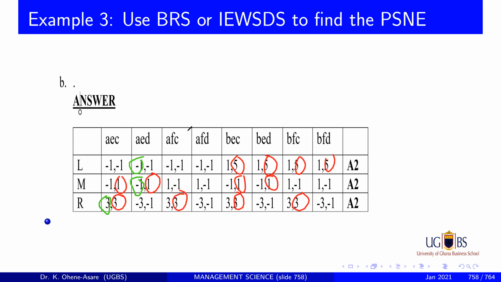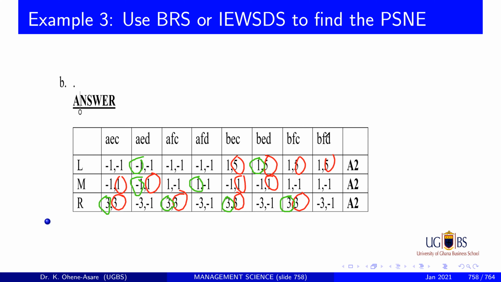If player two goes for AFC, player one will go for 3. If player two goes for AFD, player one will go for the +1. If player two goes for BEC, player one will go for the 3. If player two goes for BED, player one will go for the +1, because it's bigger than the -1 and -3. If player two goes for BFC, player one will go for 3.